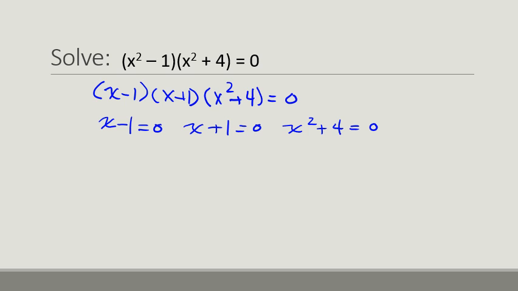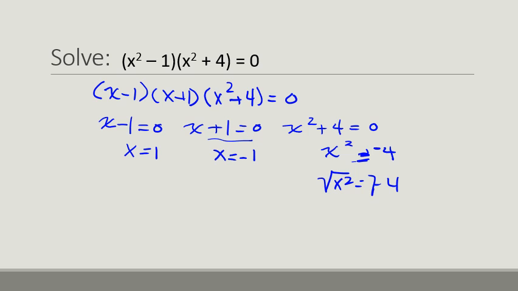So now I'm going to add 1 to both sides, so x is 1, subtract 1, so x equals negative 1, subtract 4, so I get x squared equal to negative 4. Now I've got to take the square root of both sides, and that's going to give me positive or negative 2i. So remember, whenever we take the square root of a negative number, we get an imaginary number, and we have to consider both those roots.